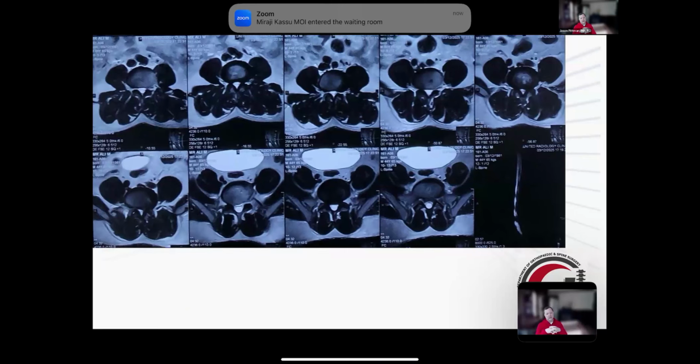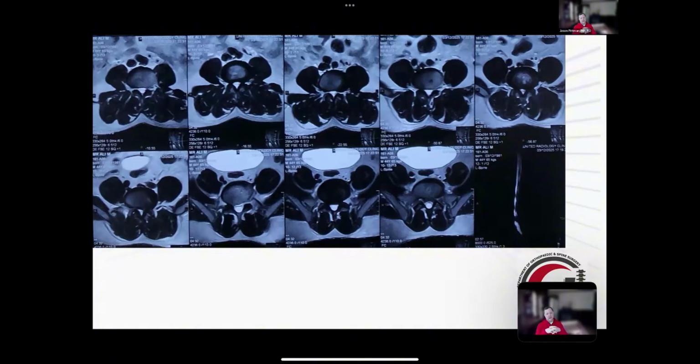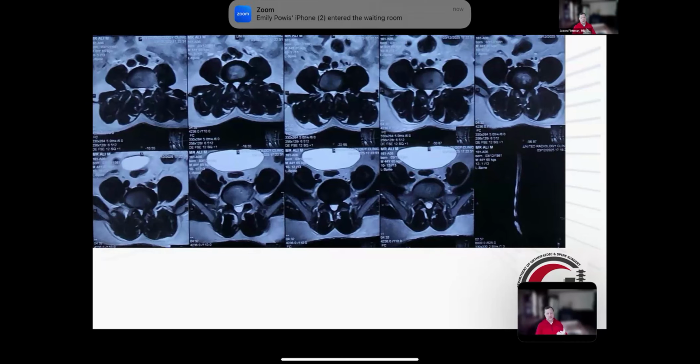But I like to tell my patients, we're going to address the problem that's in front of us today. We don't know how your spine will age around what we do, and there may very well be future surgeries for you. We just don't know.